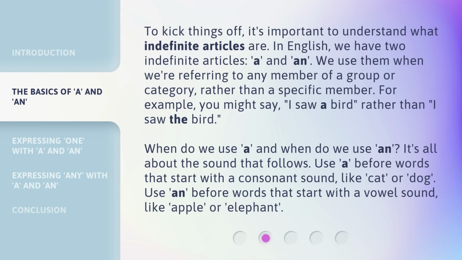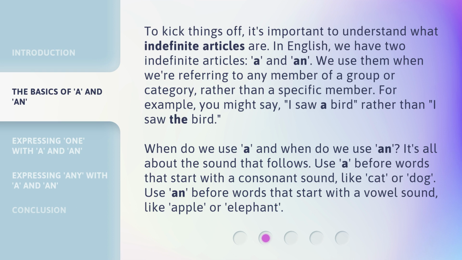To kick things off, it's important to understand what indefinite articles are. In English, we have two indefinite articles, a and an. We use them when we're referring to any member of a group or category, rather than a specific member. For example, you might say, I saw a bird, rather than, I saw the bird.